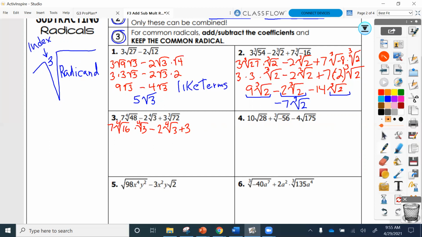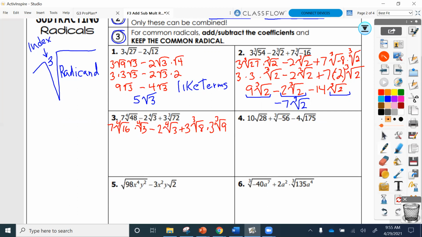And then the 3rd root of 72, let's see, 8 times 9 is 72. So we can say cube root of 8, since 8 is a perfect cube, times 3 times the cube root of 9. Now remember, when you're simplifying radicals, you can always use a factor tree to get it down to its basics. And maybe the next problem I'll demonstrate that for you.